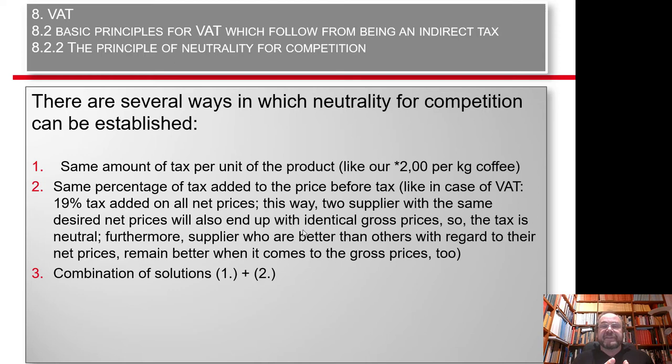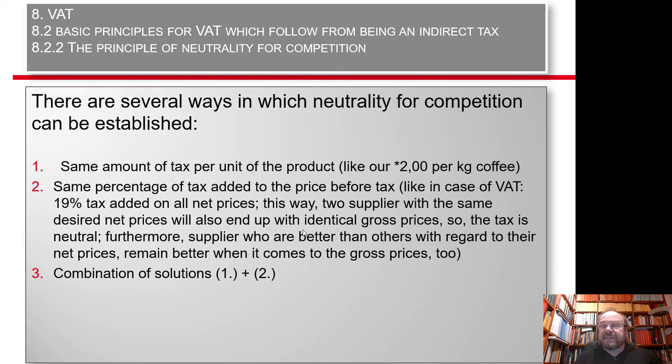Now, how can you design an indirect tax in a way that it is neutral? There are different approaches which are possible. First, you take the same amount of tax per unit of the product. So as in my first primitive example, €2 per kilogram coffee. This approach is subject to some conditions. You must define the product, you must be able to measure it, and so on. That can't be easily done with some kinds of product. With others, you can do it. So it very much depends on what you are going to tax.